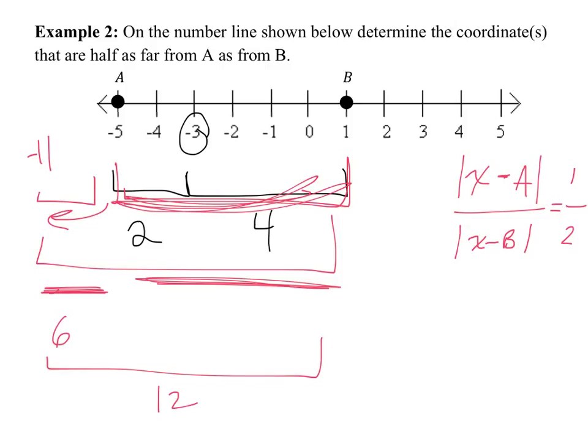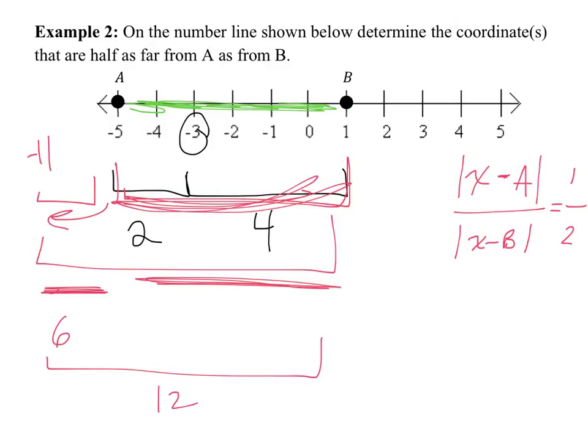If the point were somewhere in here, let's say the point were somewhere in this region, and I want to find the distance between the point and A. Say the point were negative 2. I would say negative 2 minus negative 5. Well, that's going to give me 3. And that's indeed 3 units away.